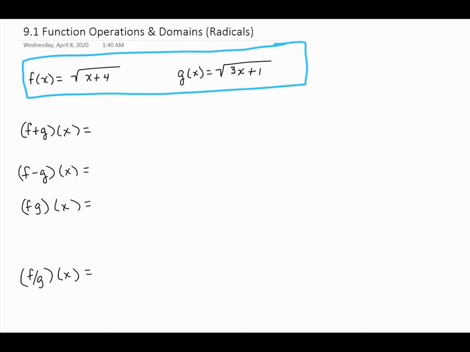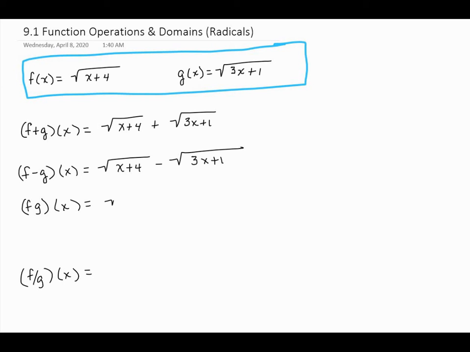So with this first problem, f plus g of x, I'm adding the square root of x plus 4 and the square root of 3x plus 1. And there's nothing I can do to simplify that, so that's my answer. I have a similar thing with subtraction. There's nothing I can really do to simplify that.